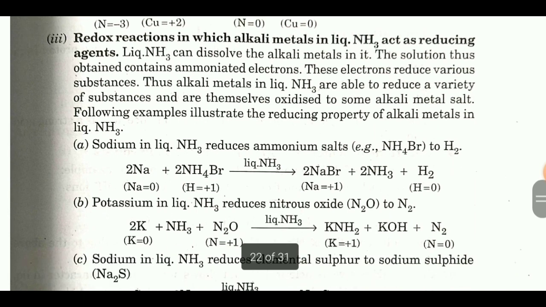Third, redox reaction in which alkali metals in liquid ammonia act as a reducing agent. Liquid ammonia can dissolve the alkali metals in it. The solution thus obtained contains ammoniated electrons. These electrons reduce various substances. Thus, alkali metals in liquid ammonia are able to reduce a variety of substances and are themselves oxidized to some alkali metal salt. Following examples illustrate the reducing property of alkali metal in liquid ammonia.